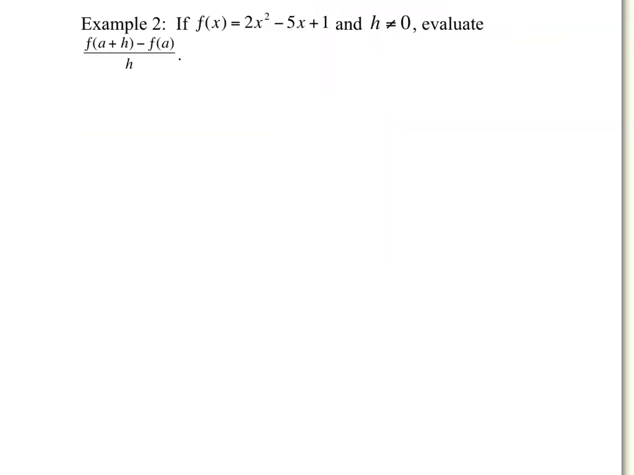Now we're going to take a look at how we do this algebraically. Oftentimes when I do these algebraically, I like to break up each part. So I like to find f of a plus h first, f of a, and then put it all into my equation. So I would have f of a plus h. Well, I know that f of a plus h is going to equal this f of x. Instead of writing x, everywhere there's an x, I'm going to replace it with an a plus h.